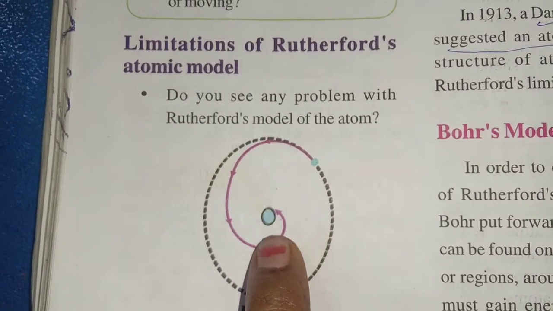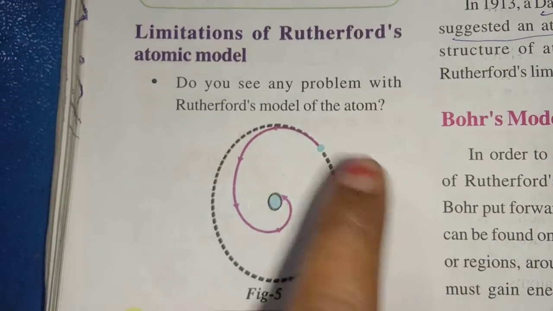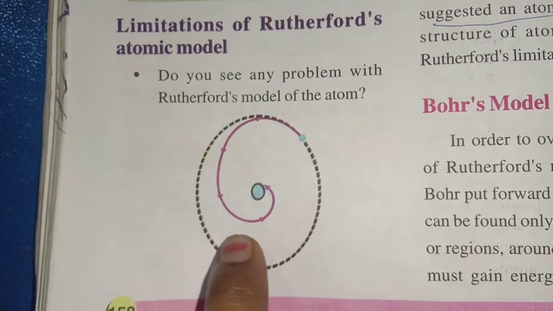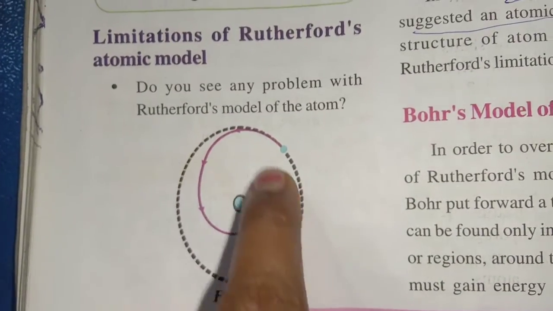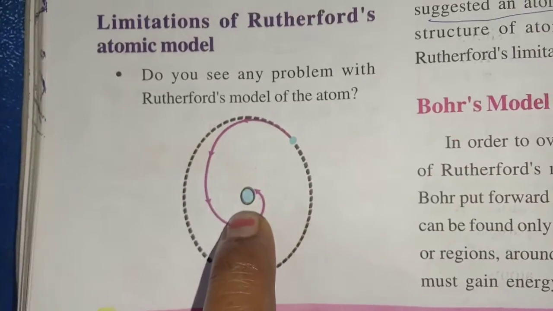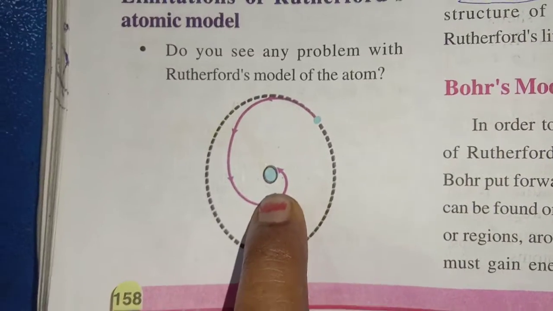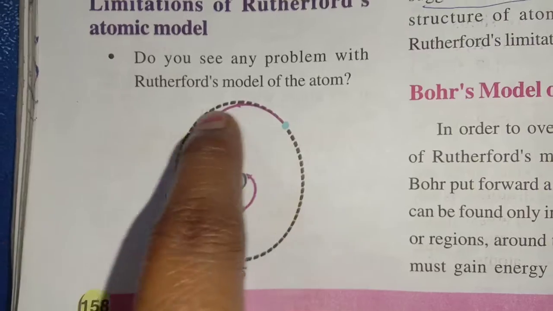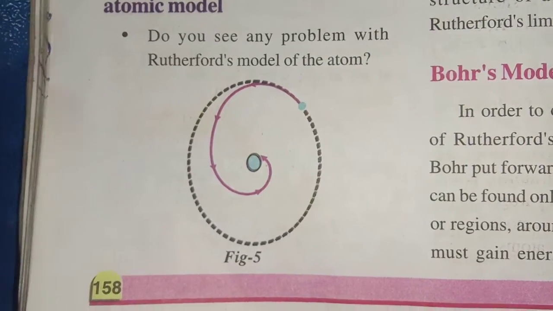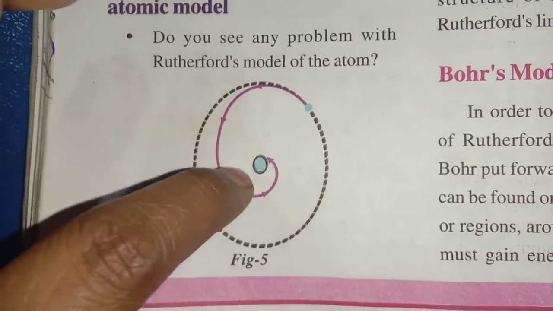When the electrons revolve around the nucleus, they release energy, and as they release energy they spiral inward. Finally, they will collapse, since the negative charge is attracted to the positive. So according to this thinking, if the electrons revolve around the nucleus, they release energy and finally should collapse.